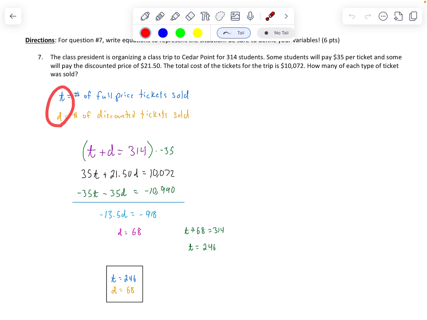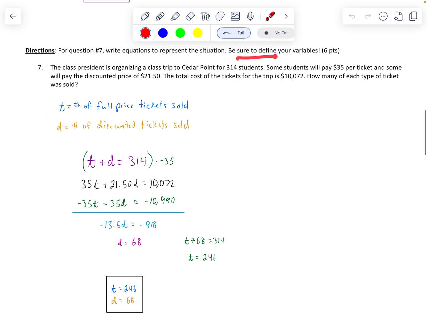So I've defined my variables right here. Make sure you define your variables. It's just saying what each thing represents, so I know that you understand what the problem is actually doing, or what's happening in the problem. So you do cost of one thing times how many plus cost of the other times how many equals total cost. Sometimes you have two equations like that.